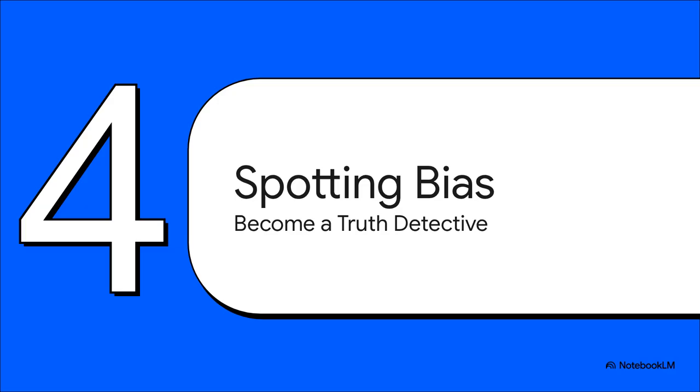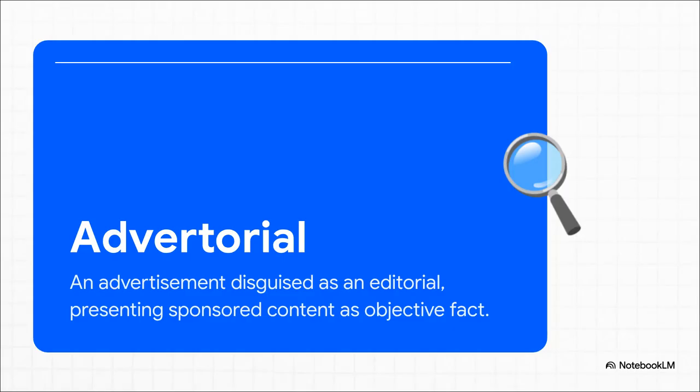Let's dive into Section 4, spotting bias and fact-checking. Time to become a truth detective. When you hit that research phase, you have to be on high alert for subjective opinions wearing a really good disguise. A perfect example is an advertorial. These are sponsored advertisements designed to look exactly like objective journalism. If you aren't careful, you might cite one of these thinking it's a hard fact, when in reality, it's just a paid promotion meant to push a specific agenda.